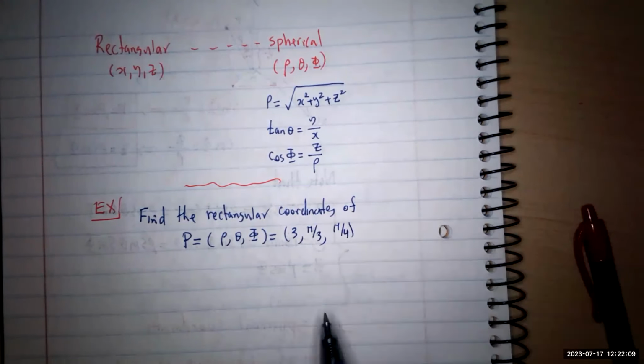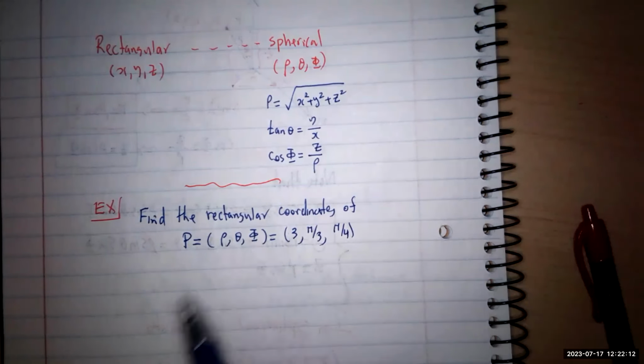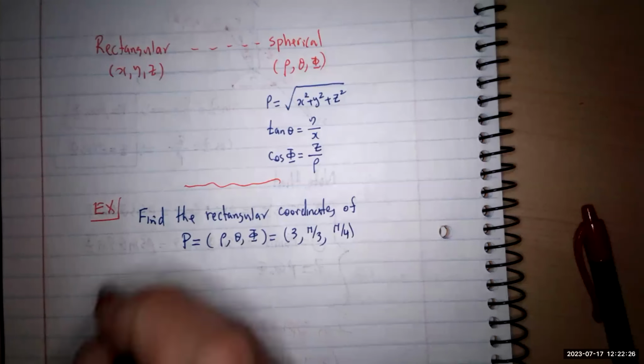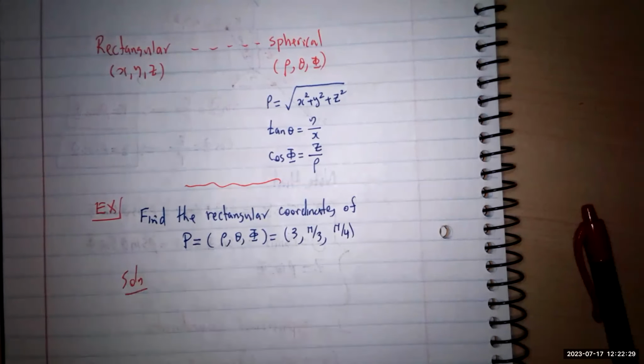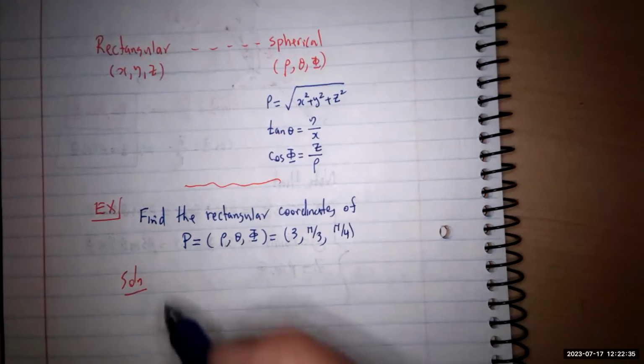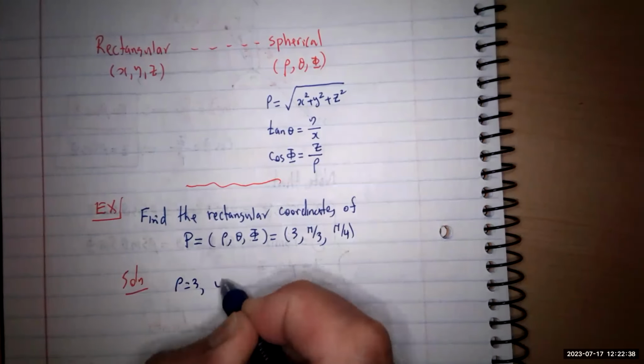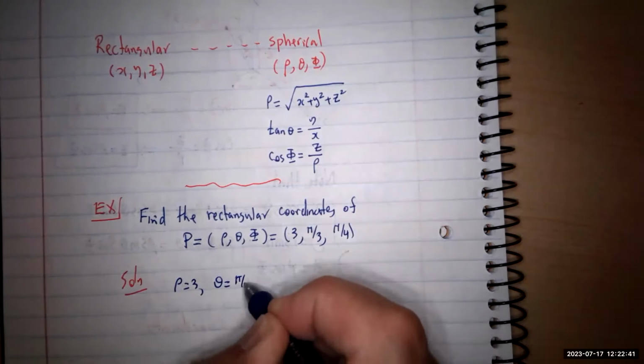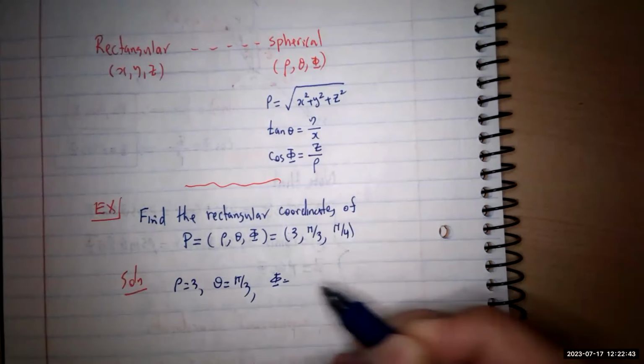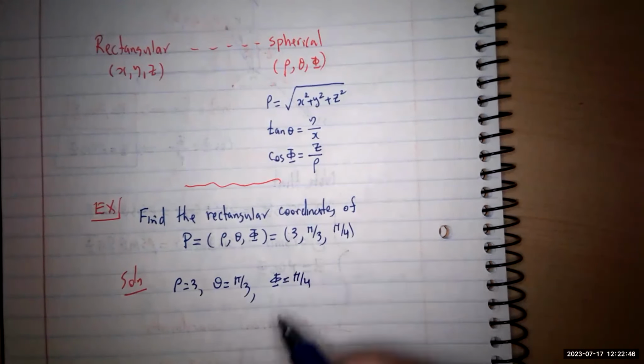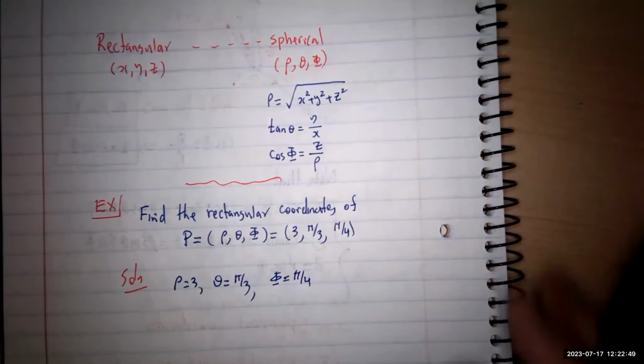Remember, the order is unique. We go with the theta first, then the phi. You are not going to switch it, and this is the way you are going to read it. So that's easy because you want the x, y, z. You just get your formulas. So the solution: the given information is rho equal to 3, theta equal to pi/3, and phi equal to pi/4. So you need the x, y, z. So just get the formulas.